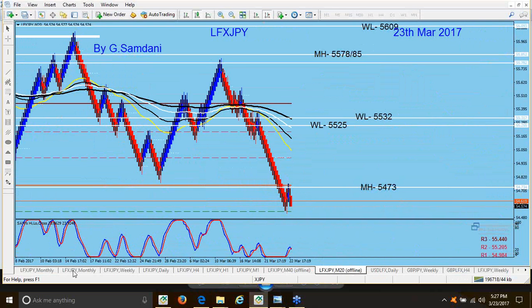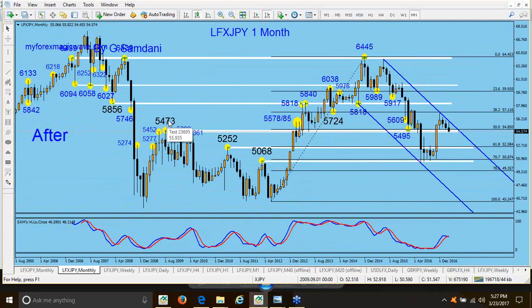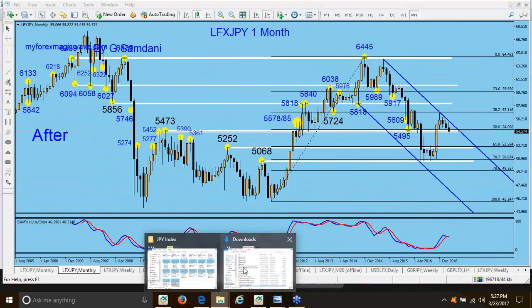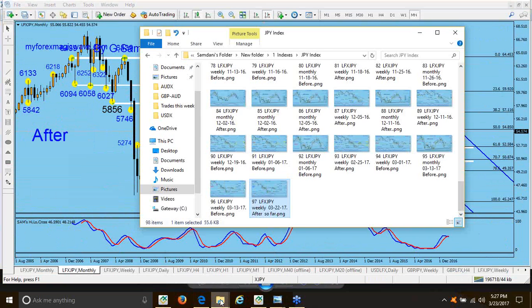We're trying to break it. This is a very big area. This is the number, 54.73. So yen is dropping, and I have even a monthly chart as well. Let me show you here. Not this one.